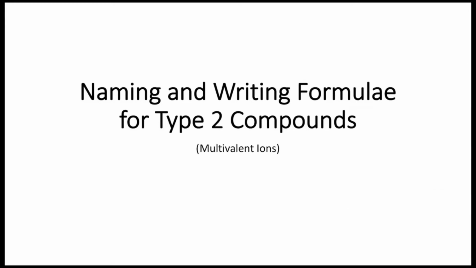So welcome to today's chemistry lesson on naming and writing formulae for type 2 compounds. So these are with multivalent ions. So remember that a multivalent ion is an element that can carry multiple charges rather than just one. So these are commonly found in the transition metals. Okay, so let's get started.